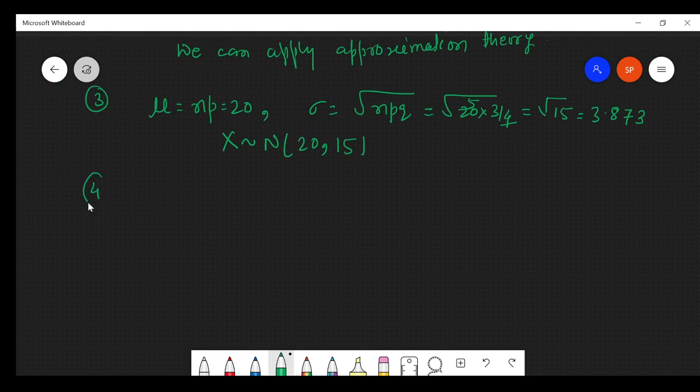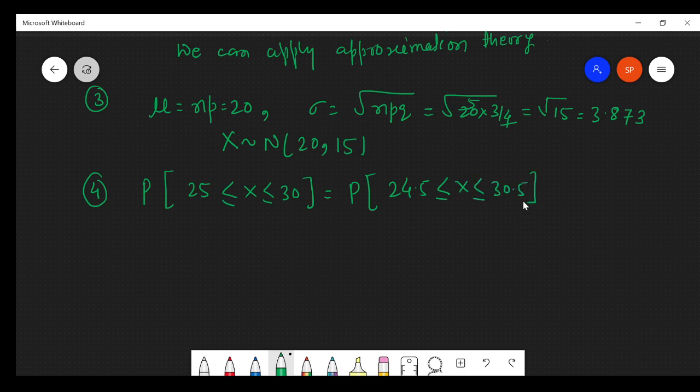Now step number 4. The question asks for correctly answering 25 to 30, which means X lies between 25 and 30. In the fourth step, we make the continuity correction, so we can write 24.5 less than X less than 30.5.